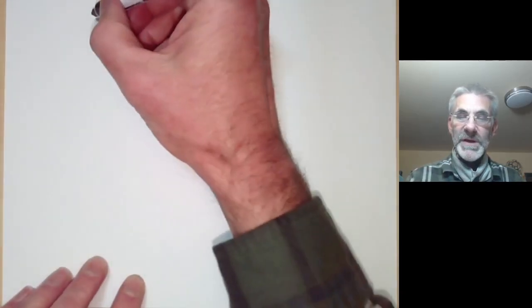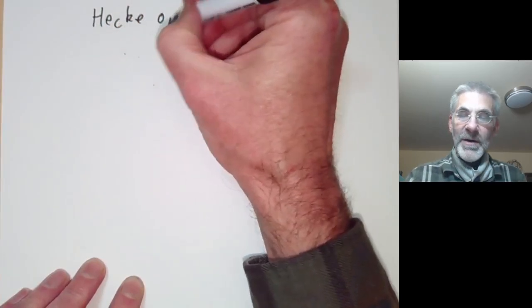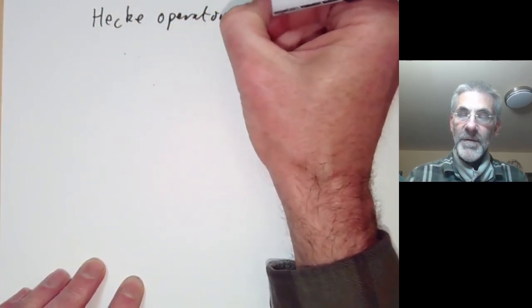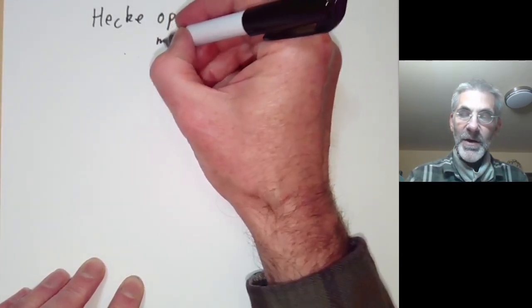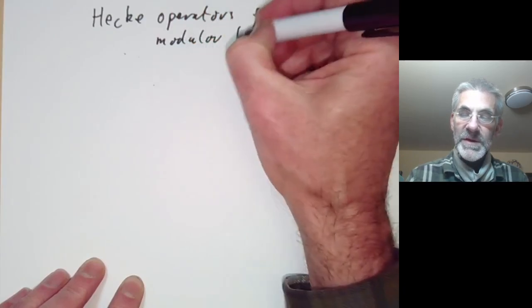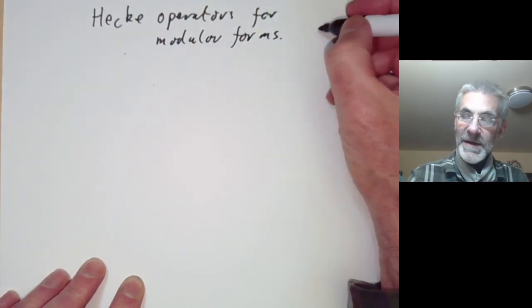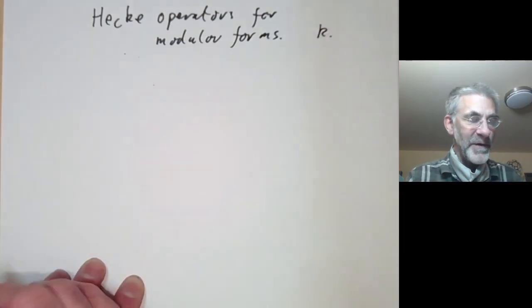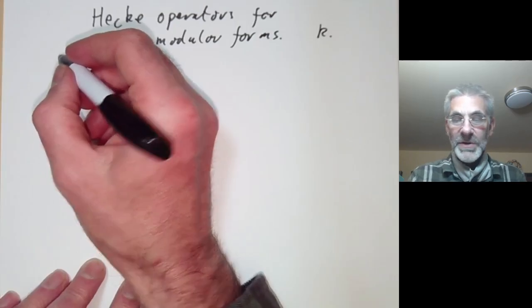This lecture is part of a series of talks on modular forms. In a previous lecture we talked about Hecke operators for modular functions, and what we're going to do now is discuss Hecke operators for modular forms. Modular functions are just the modular forms of weight 0, so now we're going to do the case of non-zero weight. Let's just recall what happened for modular functions.